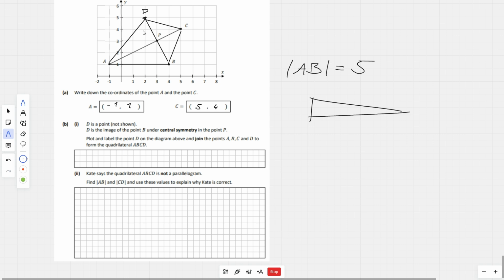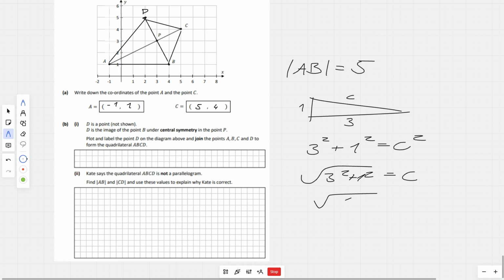From D to C, we're going down 1. So this side of our triangle will be 1. And we're going across 3. So this will be 3. Once we find the hypotenuse, that will just be our distance between them. So let's call it C, to keep this the same as the form. 3 squared plus 1 squared will be equal to C squared. Let's square root both sides. The square root of 3 squared, which is 9, plus 1, which is 10. The square root of 10 is equal to C.